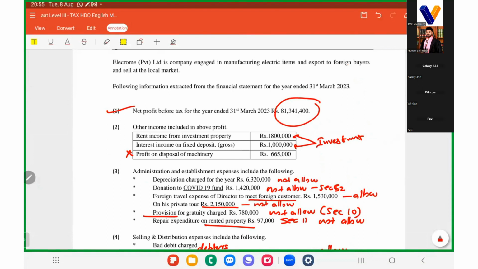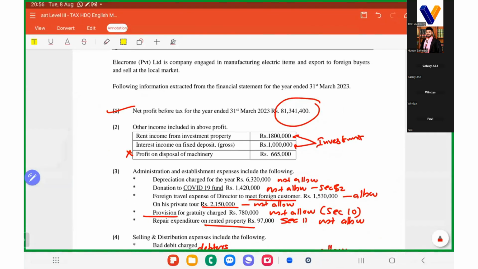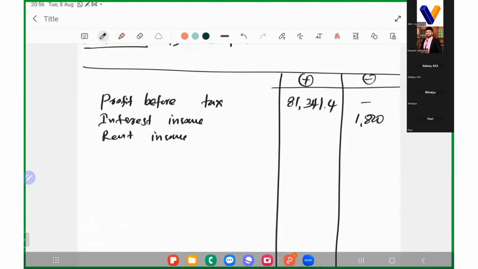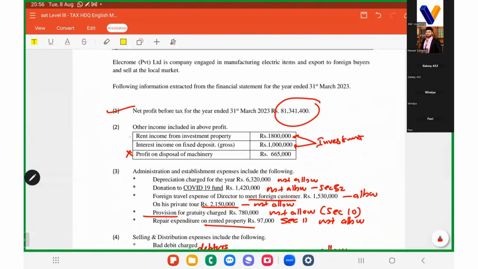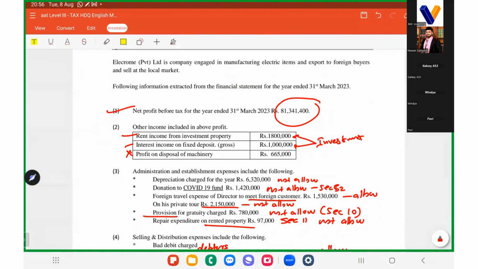Other income includes the rent income and the interest income. So what do I need to do? Here we have to deduct that interest and rent income. Here 1,800. Now we know the reason why we deduct that. The rent income is 1 million. So both we have to take under investment income.